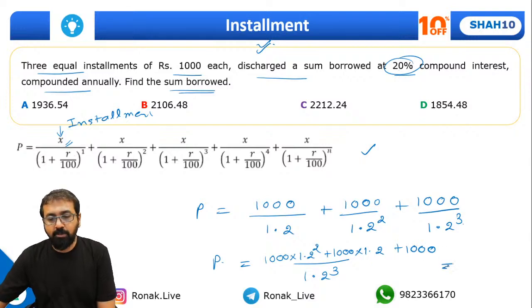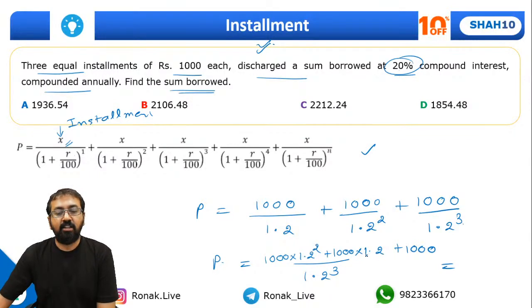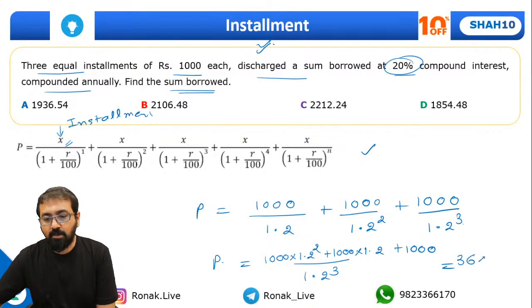Okay, now what will be this value? Just calculate. 1.2 square is 1.44 into 1000, so 1440 plus 1200. 1440 plus 1200 plus 1000, that is 2200. So 1440 plus 2200 is 3640. So this will come out to be 3640. Divide by 1.2 cube, which is 1.728. This will be your principal.